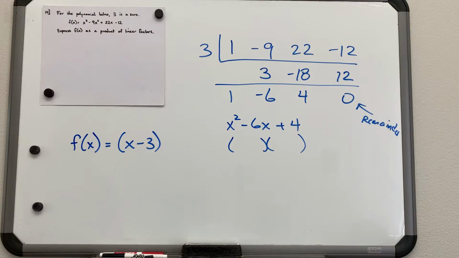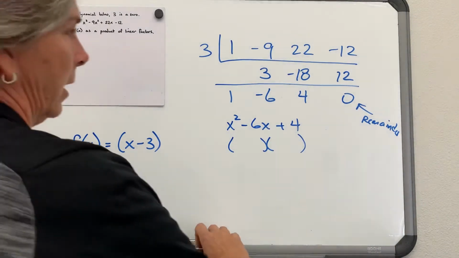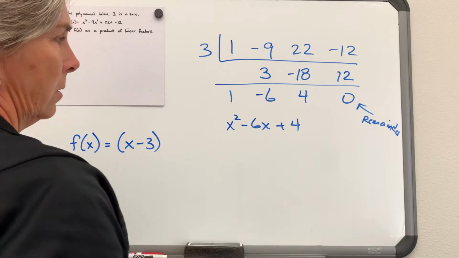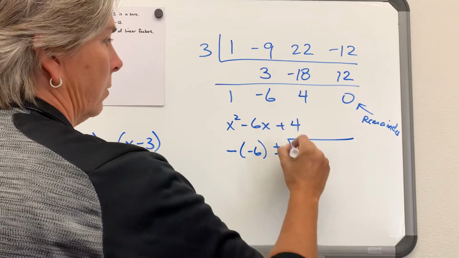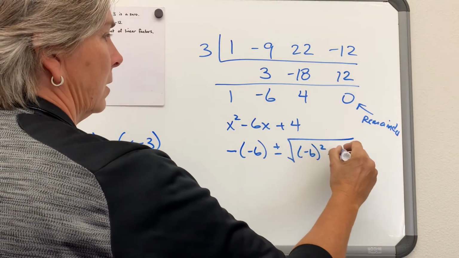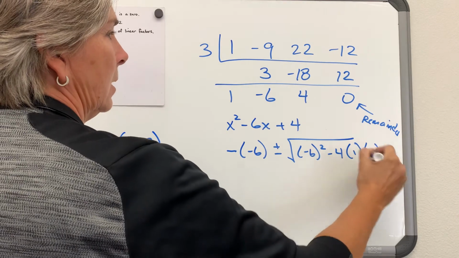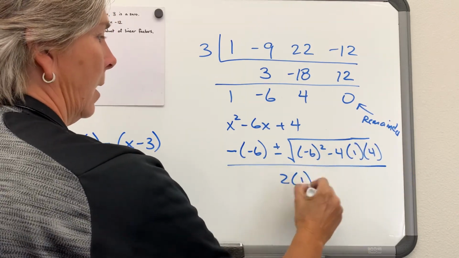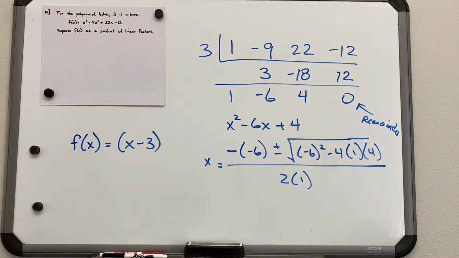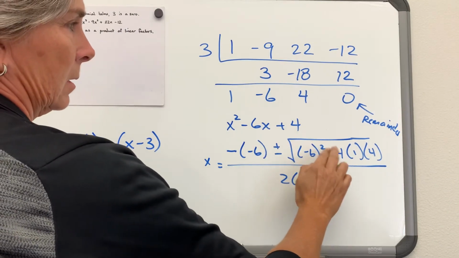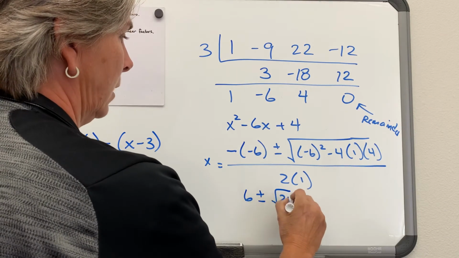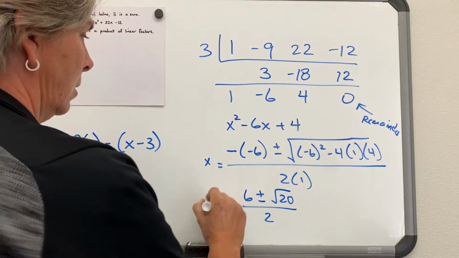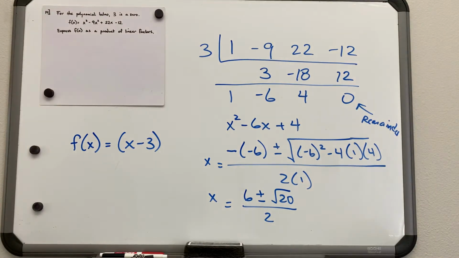And that's not going to factor nicely, so I'll use my quadratic formula. So I'm going to have negative b plus or minus the square root of b squared minus 4 times a times c, all over 2a. And let's see what I get when I do this. So negative 6 squared is positive 36 minus 16 is going to give me 20. So this is 6 plus or minus the square root of 20 all over 2. And you can take a couple more steps if you need to.